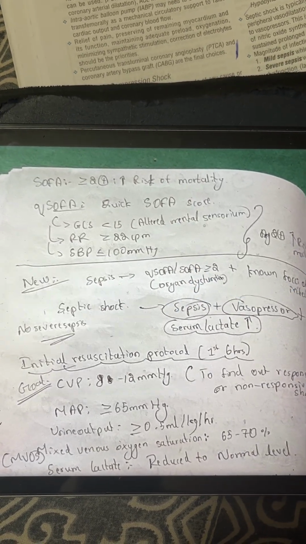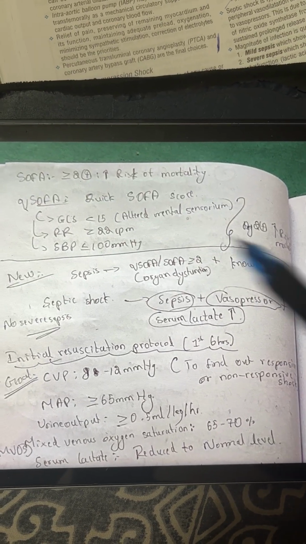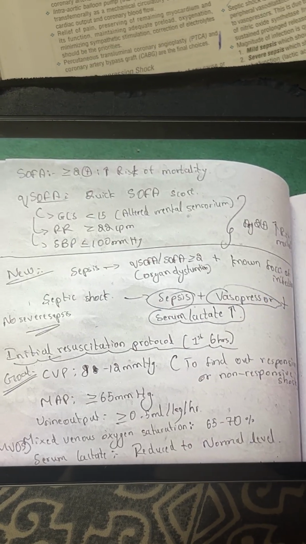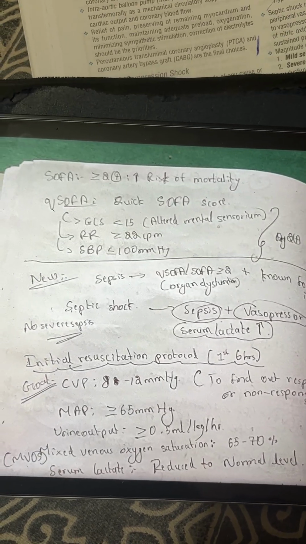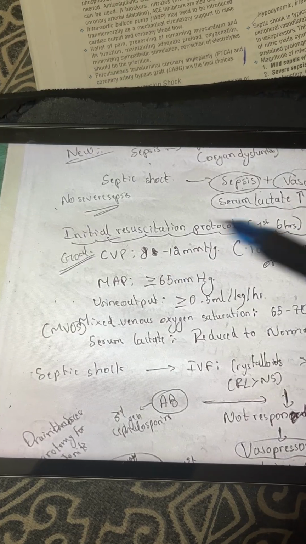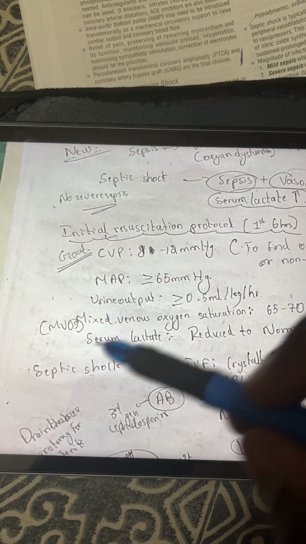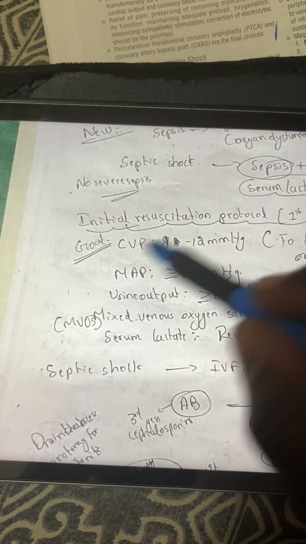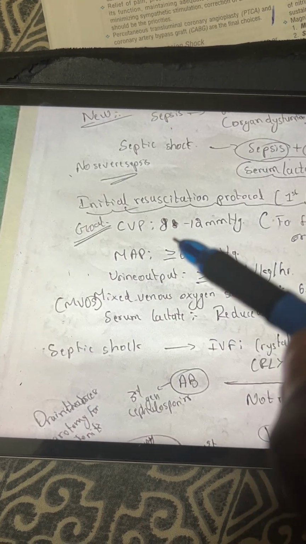Sepsis is qSOFA or SOFA greater than 2, and a known focus of infection. Septic shock is whatever sepsis is there, plus you have given vasopressor to control it, and serum lactate is rising. Serum lactate indicates that there is organ damage. Initial resuscitation protocol goals: in that you have to remember central venous pressure, mean arterial pressure, urine output, mixed venous oxygen saturation, serum lactate. Mean arterial pressure you will surely know, that is greater than 65 mmHg, or else you should not write this answer and you should leave it.